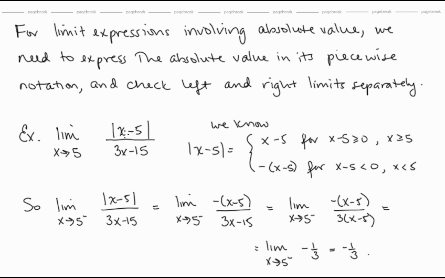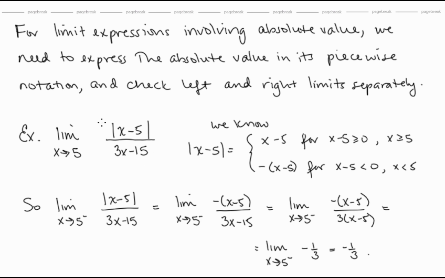So I've written the absolute value of x minus 5 here in its piecewise notation. We know that the absolute value of something is exactly that if that is a positive number. So absolute value of x minus 5 is equal to x minus 5 for x minus 5 greater than or equal to 0. In other words, for x greater than or equal to 5. And we know that absolute value of x minus 5 is equal to the negative of x minus 5 when x minus 5 is less than 0. And so that's saying when x is less than 5.